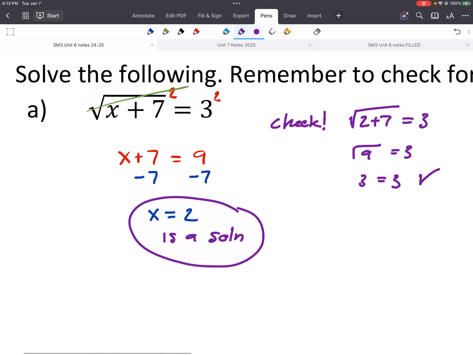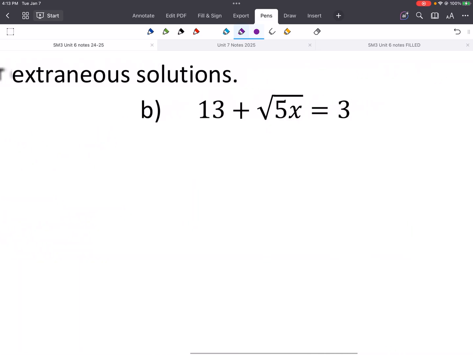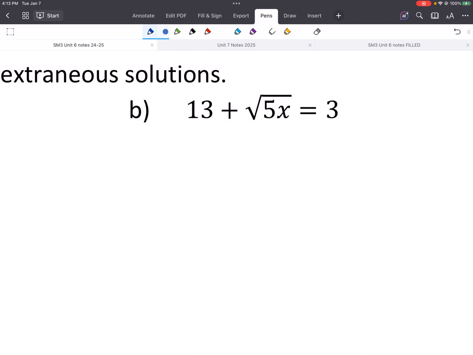Okay. Let's see if we can find one that doesn't work out. So let's try this example. Again, we're doing PEMDAS backwards. So the first thing would be adding and subtracting. We need to get rid of this positive 13, so we will subtract 13. We'll end up getting the square root of 5x equals negative 10.